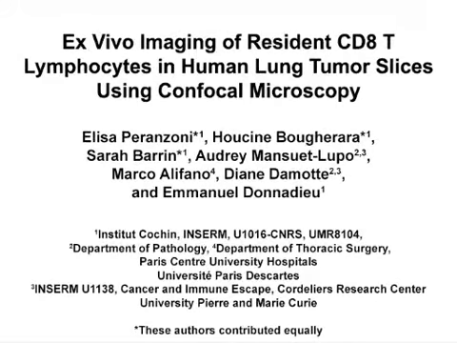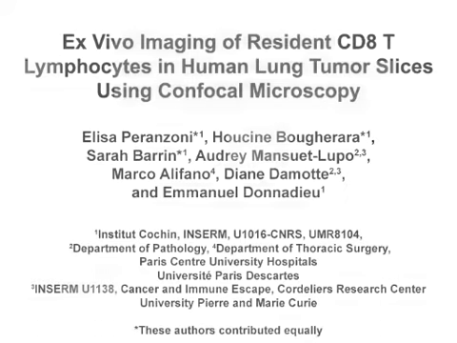The overall goal of this procedure is to image resident tumor-infiltrating CD8 T cells labeled with fluorescently coupled antibodies within human lung tumor slices using confocal microscopy. This method can help answer key questions in tumor immunology, such as the nature of the elements that positively and negatively regulate T-cell migration within human tumors.